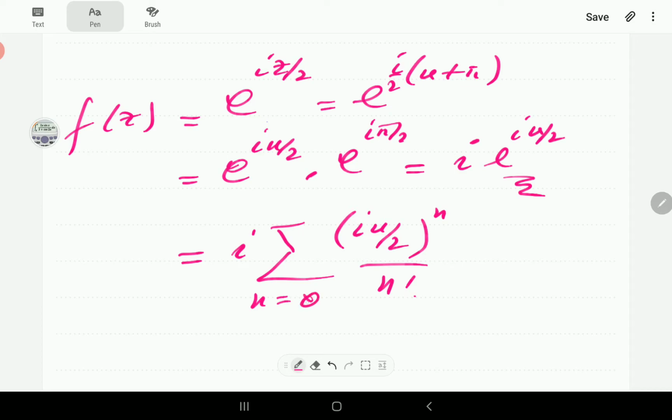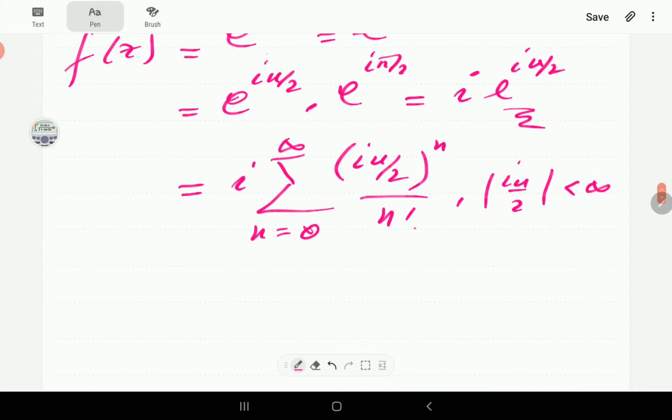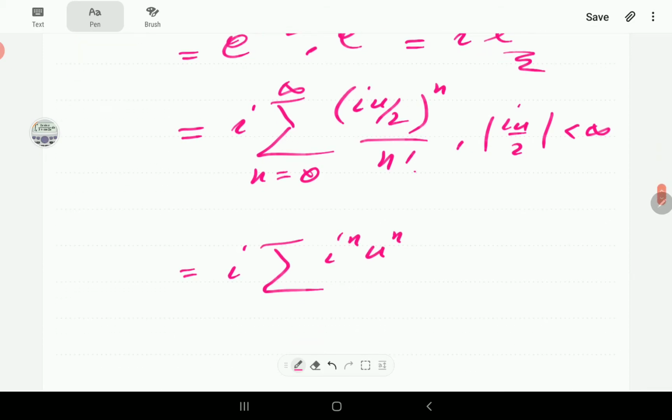And of course then iu over 2, this expansion is going to be convergent so long as the magnitude of that is less than infinity. So this is going to be i to the power n u to the power n all over 2 to the power n n factorial.